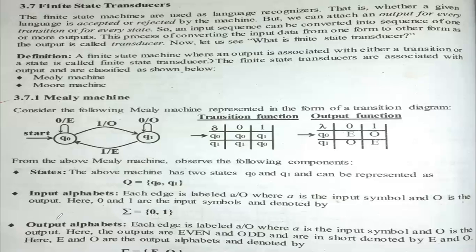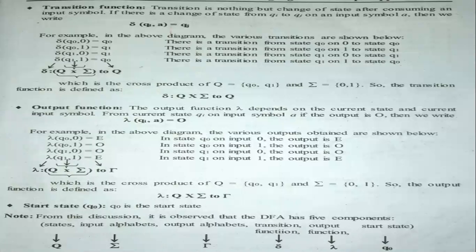For mentioning the output alphabet, we are using the symbol gamma, the half T symbol, but that is not visible because of my taskbar over here. What are the output alphabets or output function values we are using over here? E and O exactly. E and O will be specified over here. So for the input alphabet we are using sigma, and for output alphabets we are using gamma.